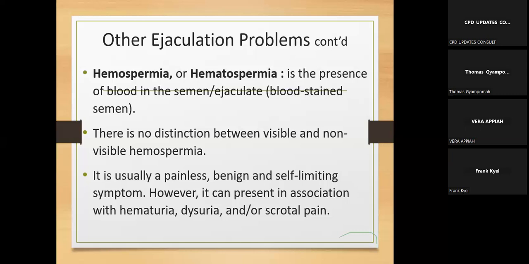Some would define hematospermia or hemospermia as the presence of physical blood, but here we are saying that it may be visible or non-visible. For as long as there's evidence of blood, it could be hematospermia. It's usually a painless, benign, and self-limiting symptom. However, it can present in association with hematuria, dysuria, and scrotal pain. Occasionally you may see blood in the semen. Self-limiting means that it can go off. You don't need to worry too much.